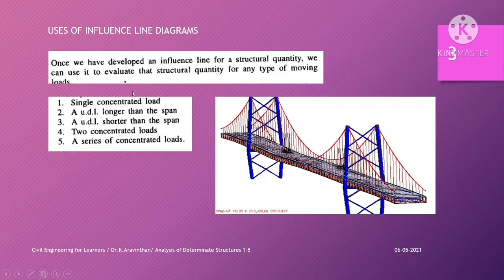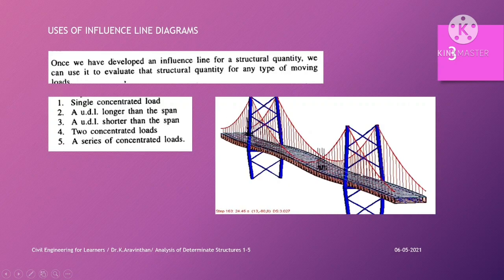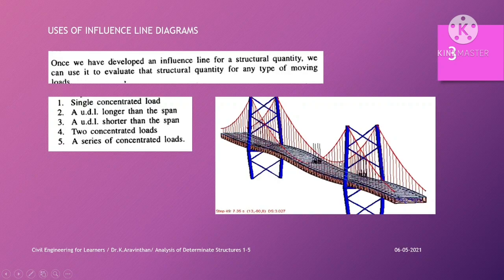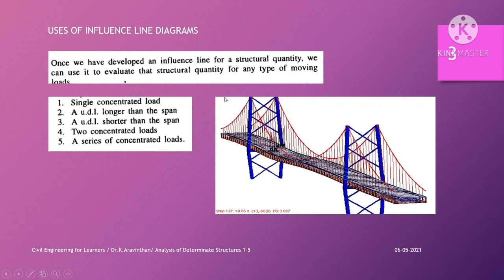In case of a single concentrated load, and the second case is a UDL longer than the span. Say, for example, a train will be moving through the bridge. The train is longer than the bridge. In that case, you can take a UDL longer than the span, and a UDL shorter than the span. For example, a military tank can move from one place to another. This is another case of UDL, a small vehicle when you compare the size of the bridge.